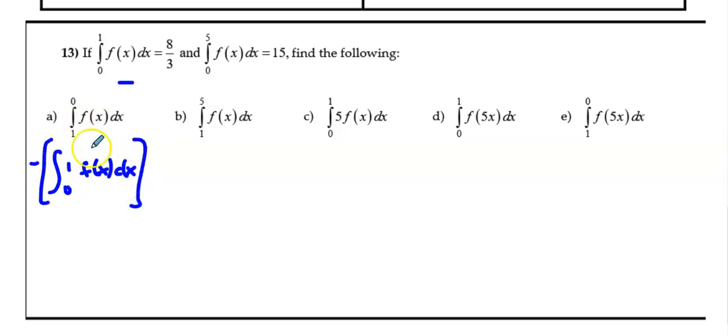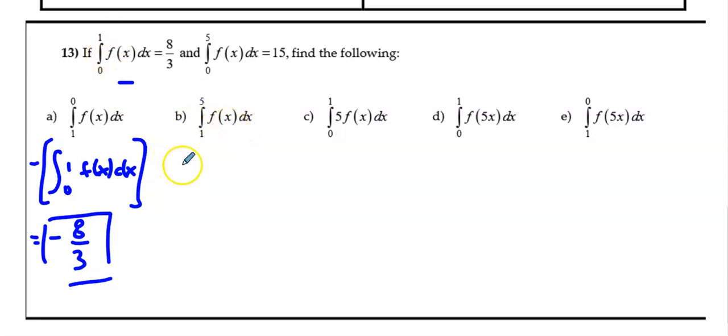Right, and we already know what this value is. We know this value is going to be 8/3. So a is simply going to be equal to the opposite of that, or negative 8/3. So that one is pretty simple, pretty basic problem that we don't really need too much work on. But it's also a really helpful tool for us. Now, question letter B, we're looking at the integral from 1 to 5 of f of x dx.